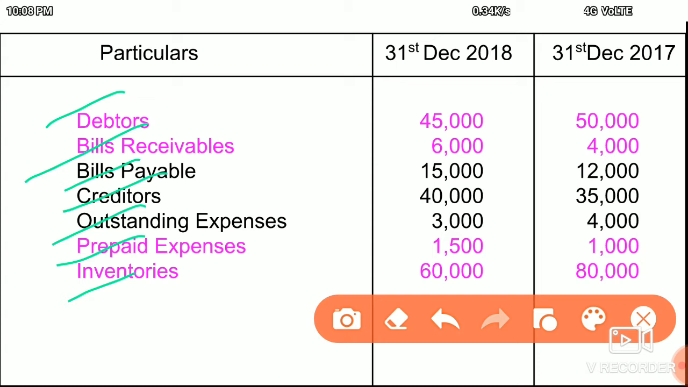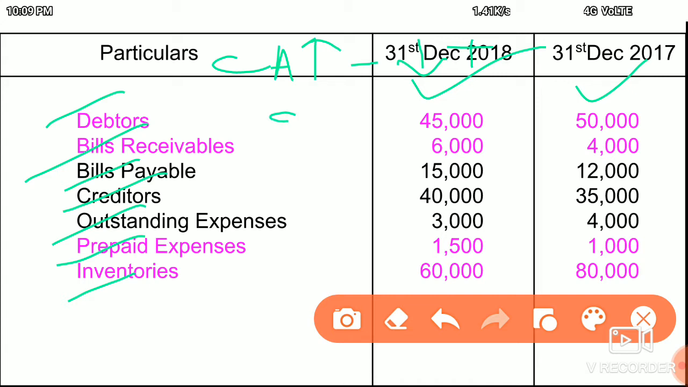Now, as I have told you, the column with the date 31st December 2017 shows the opening values of the items, and 31st December 2018 shows the closing values of the items for the year. As I have already explained in my previous video, if a current asset increases in value during the year, then we assume that it is an outflow of cash, and if the current asset decreases, then we assume that it is an inflow of cash.